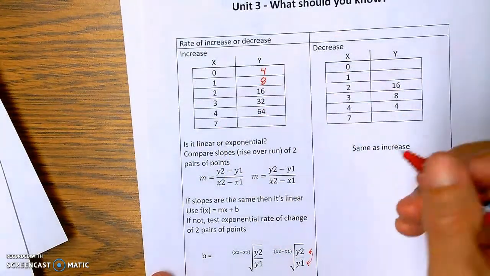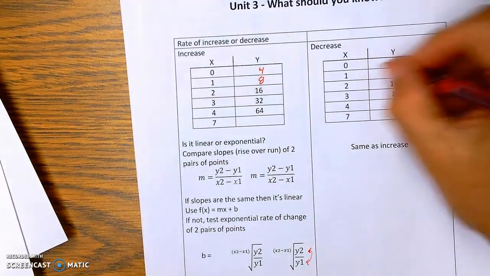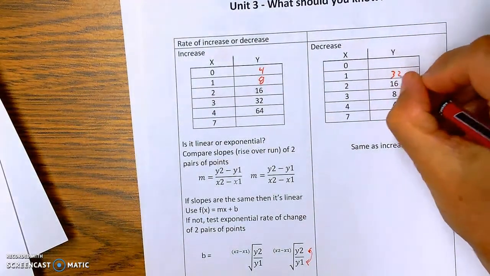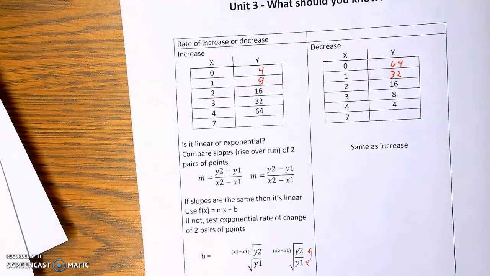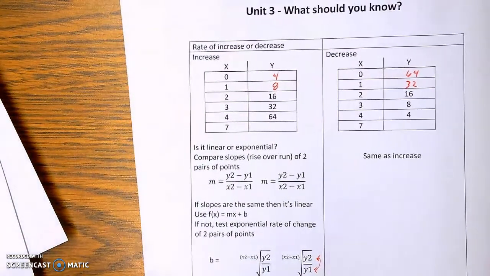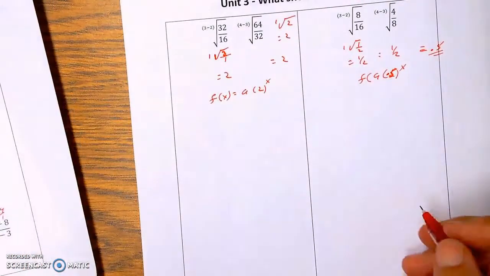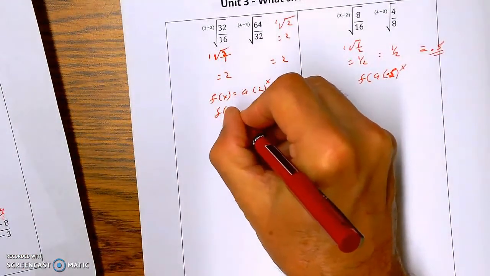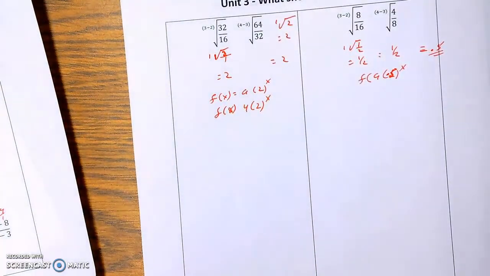This is 7. Well, we'll come back to that one. Here, we've flipped it, so this has to be 32 and this has to be 64. We know what that multiplier is to plug in. We just have to think logically to find that value. We know that when x is 0, y is 4 for the first one. So now we know our equation is 4 times 2 raised to the x power.